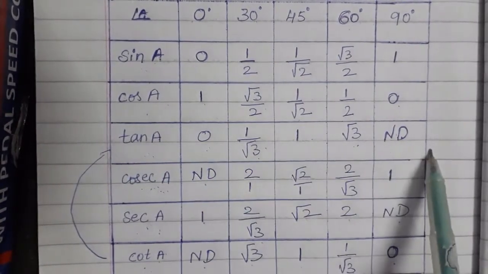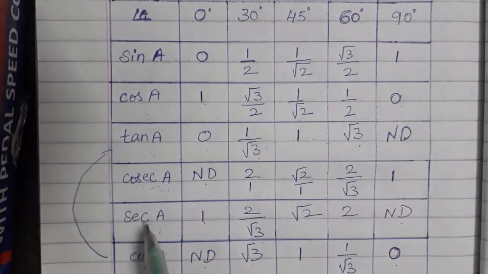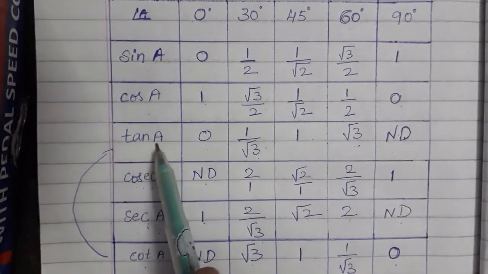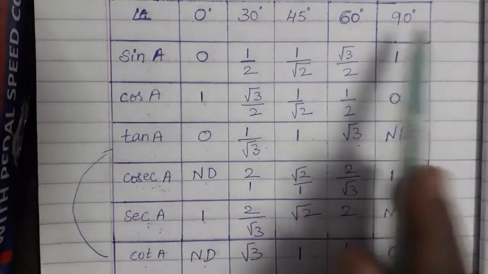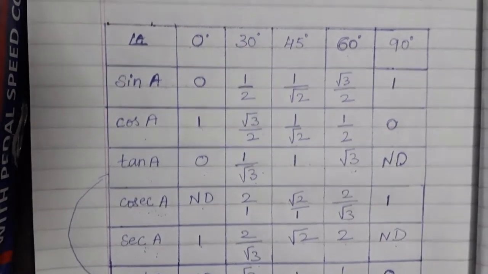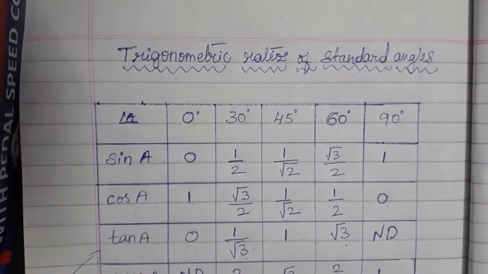You will get tan A values. Cosec is the reciprocal of sin A. Secant is the reciprocal of cos A. Cot is the reciprocal of tan A. If you remember this table, you can solve many sums related to trigonometric ratios of standard angles.